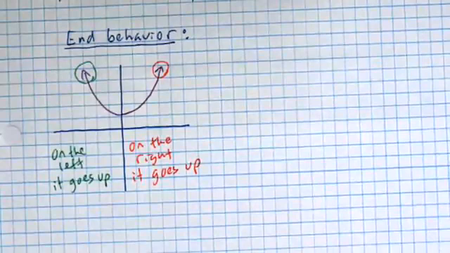There is a third option other than up and down. It's possible for the graph to kind of level off at a particular value. That would be if you have a horizontal asymptote. So we'll do an example of that in just a moment.